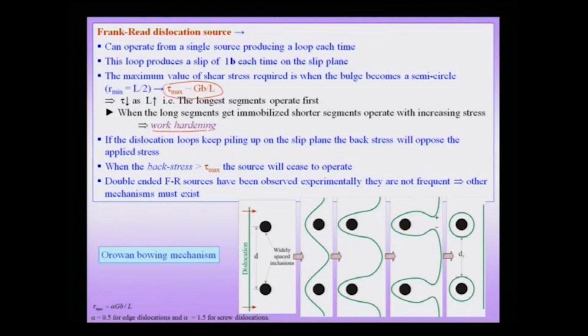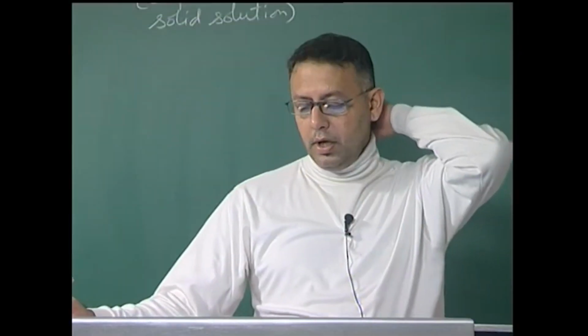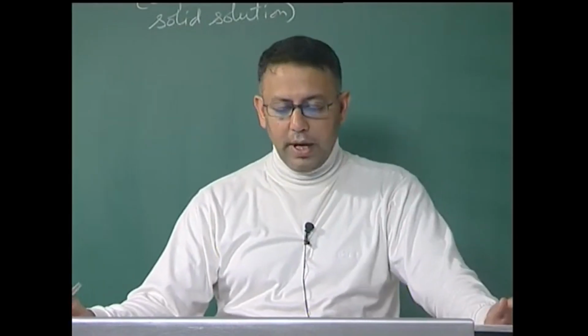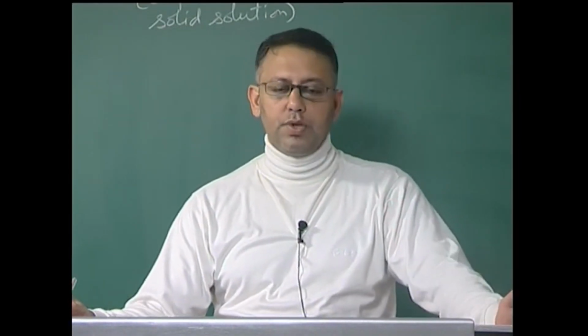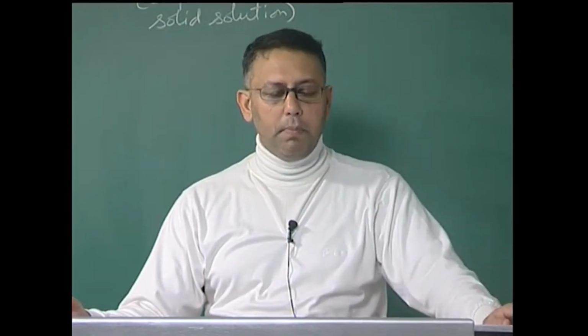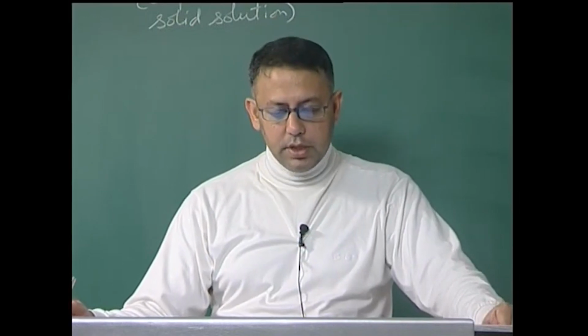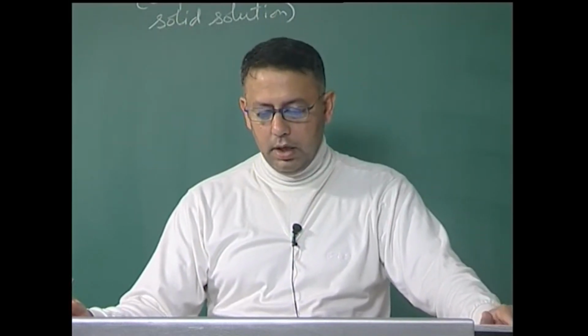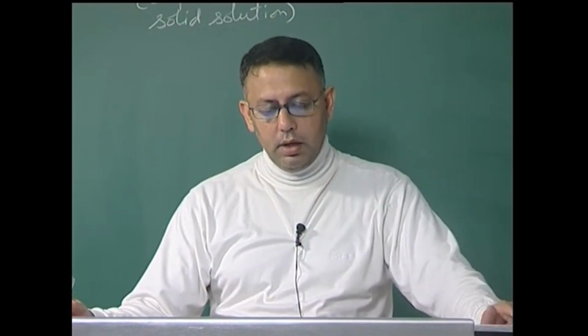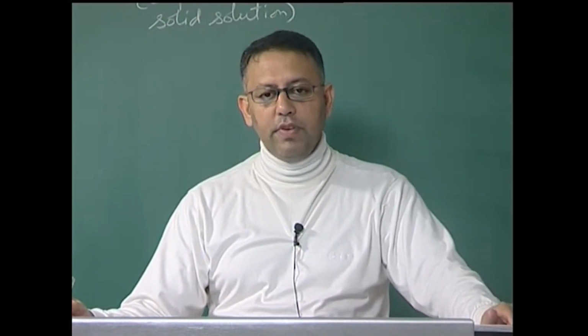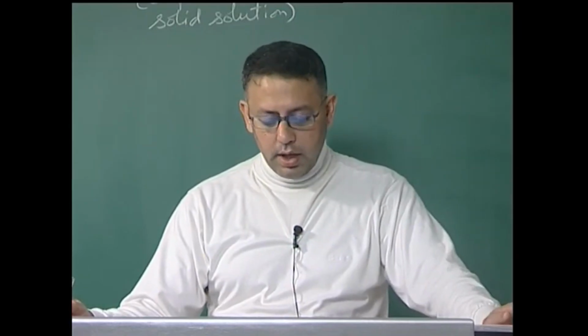Now, when the back stress is greater than tau max, the applied force, which translates into shear stress at the slip plane level, the source will cease to operate. One point we need to note here is that in normal experiments they have found that double-ended Frank-Read sources are not that common, but it is one of the possible mechanisms by which you can have twofold things. One is an increase in dislocation density, and the second is an increased stress required for further deformation, which is otherwise called work hardening.